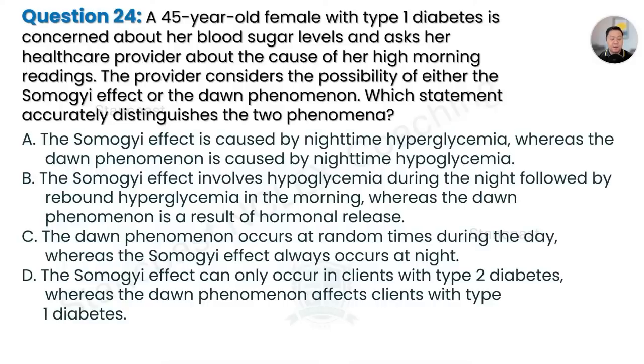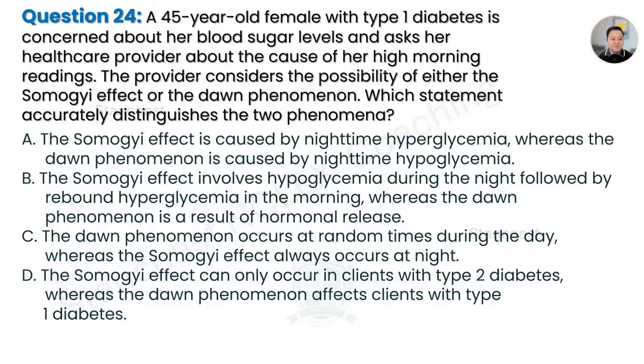Number 24. A 45-year-old female with type 1 diabetes is concerned about her blood sugar levels and asks her healthcare provider about the cause of her high morning readings. The provider considers the possibility of either the Somogyi effect or the dawn phenomenon. Which statement accurately distinguishes the two phenomena?